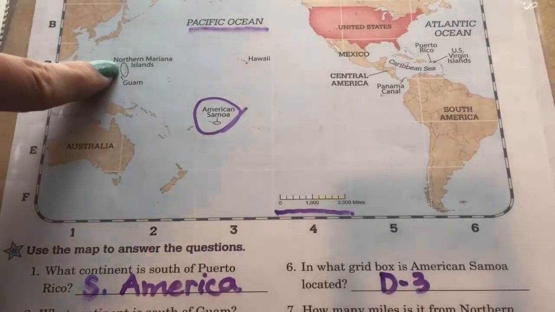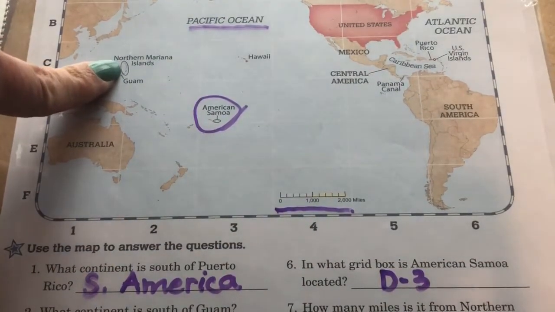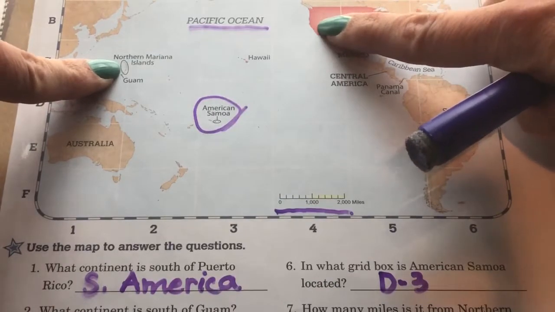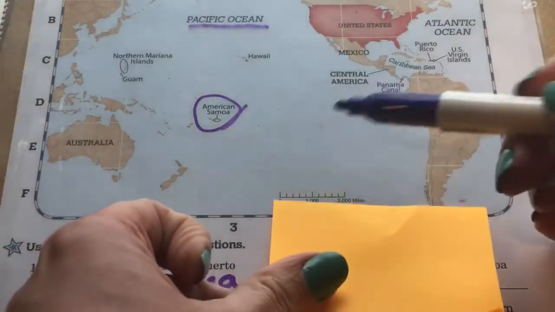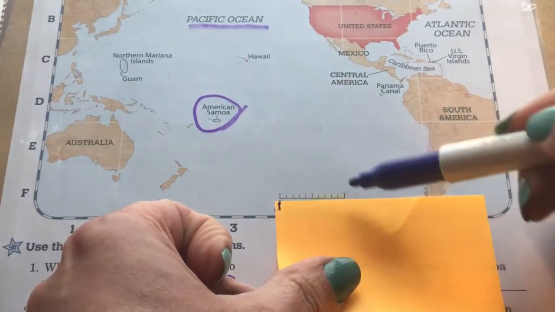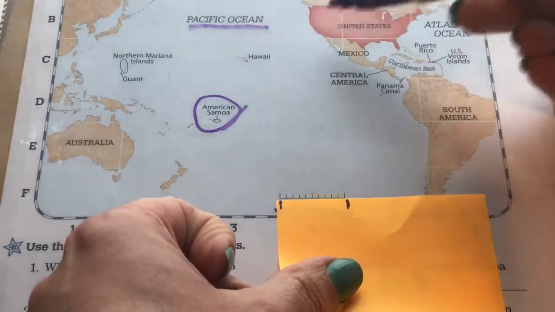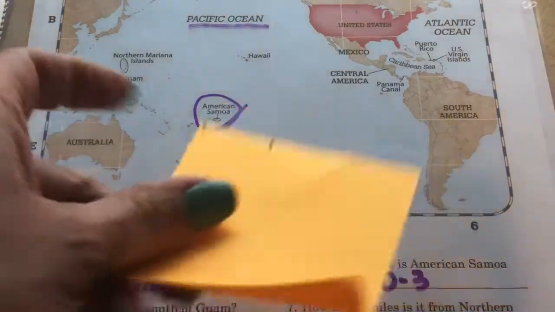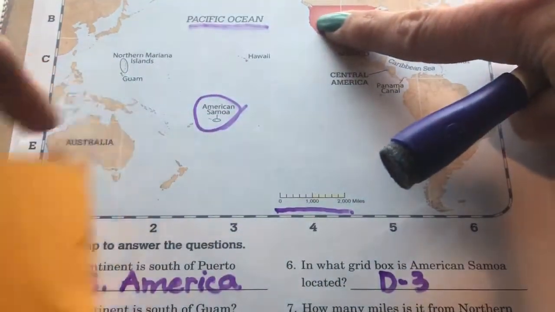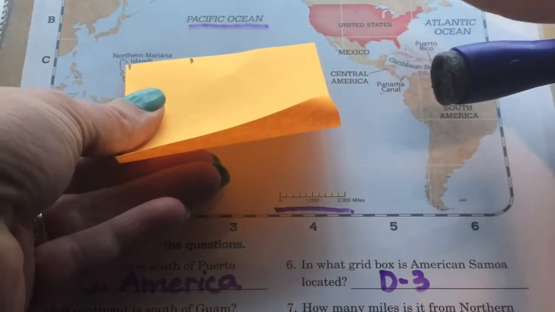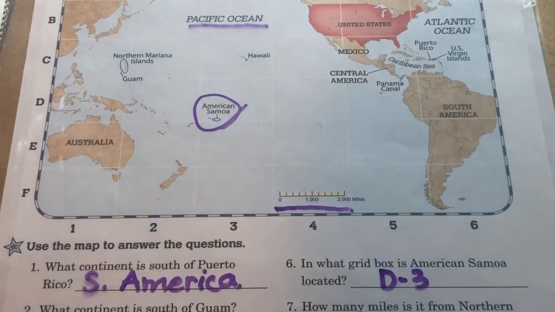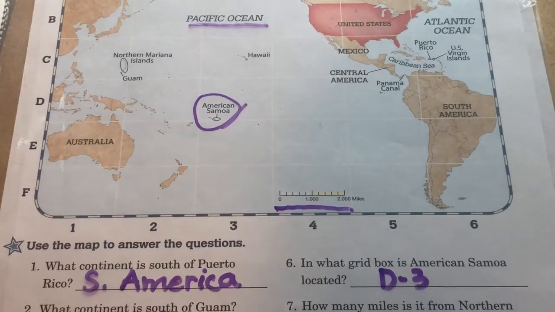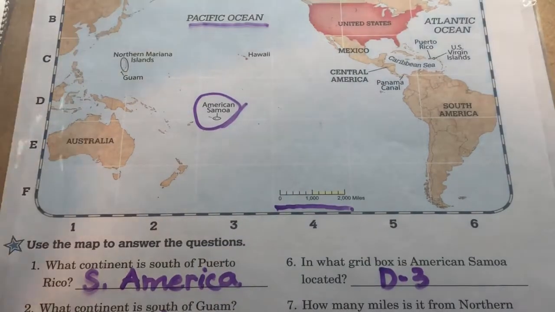Here are the Northern Mariana Islands, and here is California. Well, just looking at that, if this is 2,000 miles from here to here, is it going to be more or less to go from here to here? It's definitely going to be more. So you would circle more than 2,000 miles. I bet you got that one.